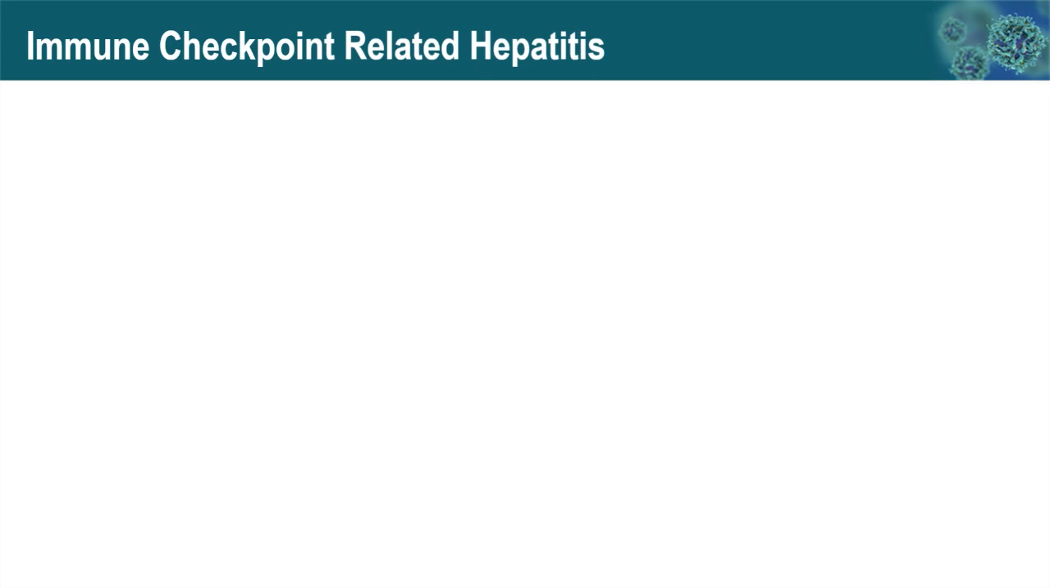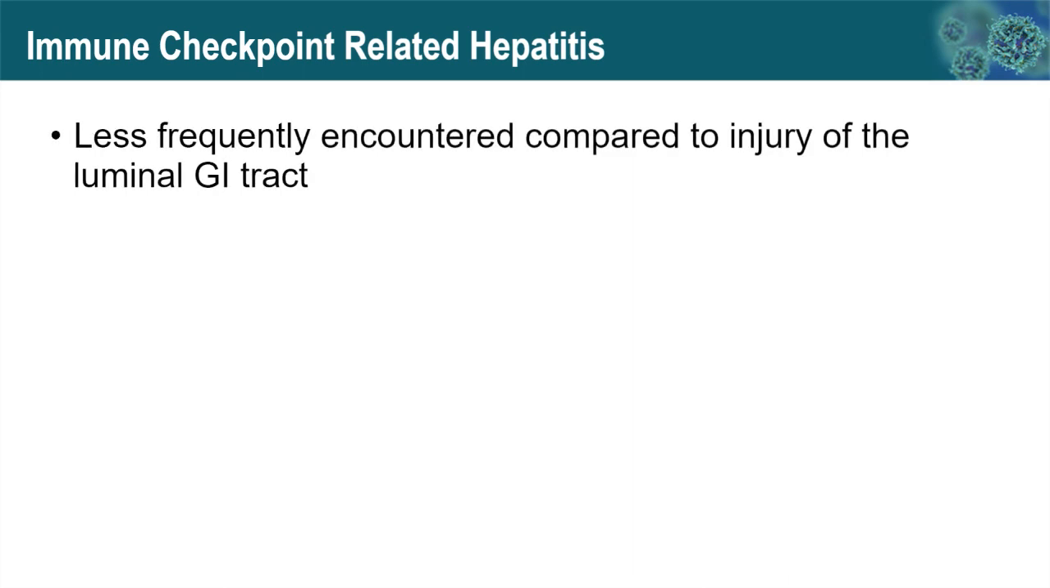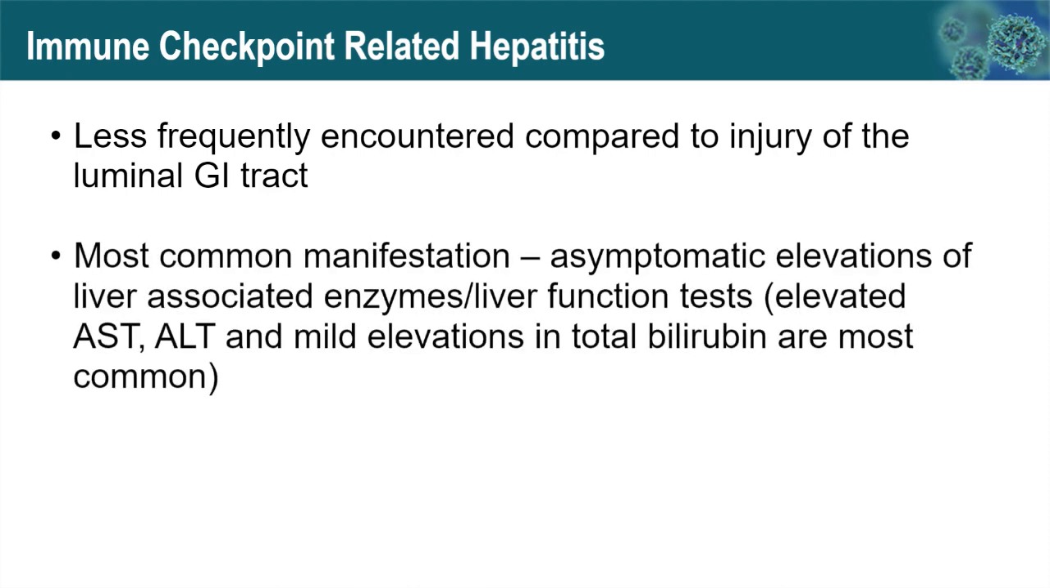The immune checkpoint mediators can also cause significant liver injury and cause immune checkpoint-related hepatitis. Immune checkpoint-related hepatitis is less frequently encountered in terms of biopsy specimens compared to the injury of the luminal GI tract because it is less easily accessible. The most common clinical manifestation of immune checkpoint-mediated hepatitis is asymptomatic elevations of liver-associated enzymes or liver function tests, such as elevation of AST, ALT, and mild elevations in total bilirubin.